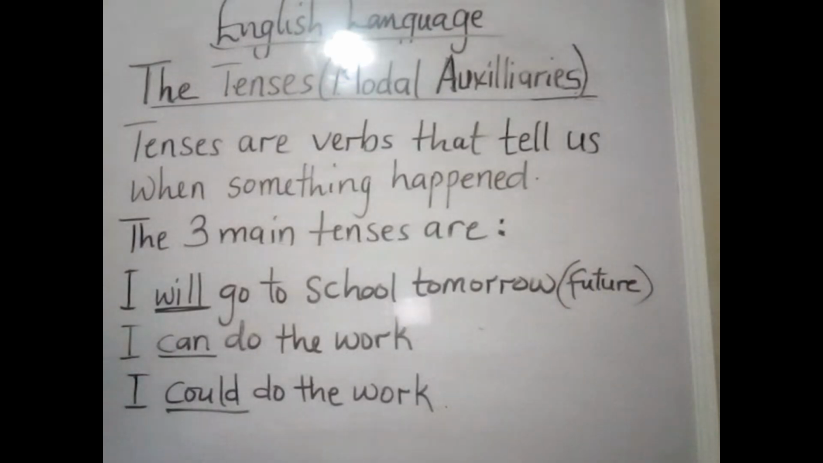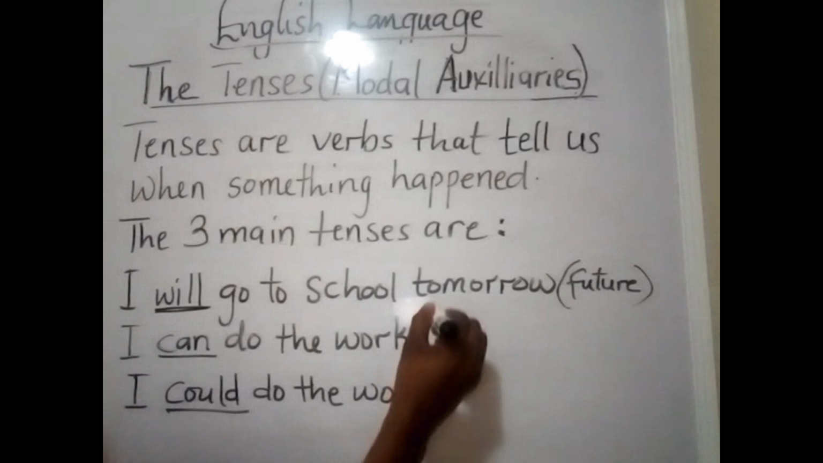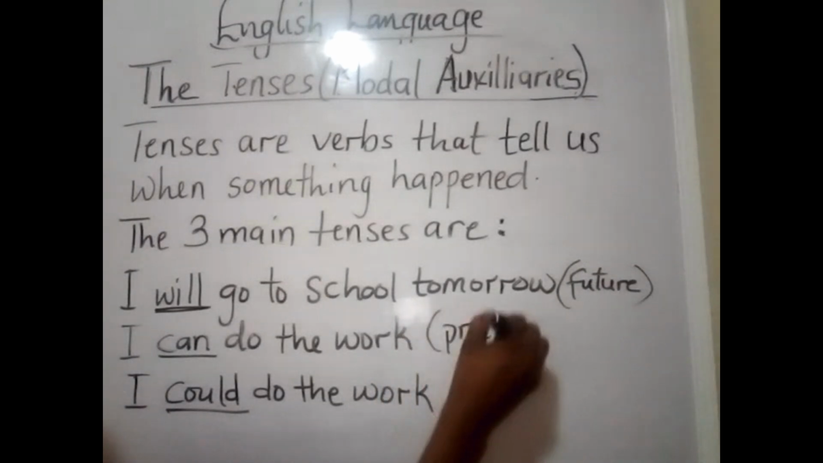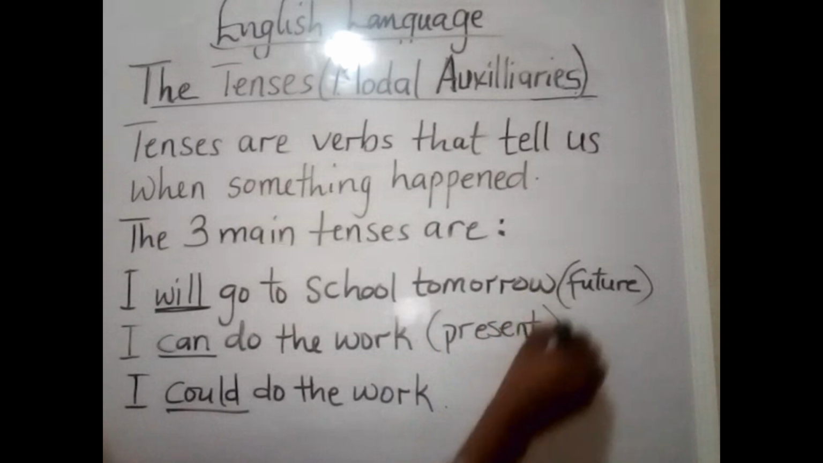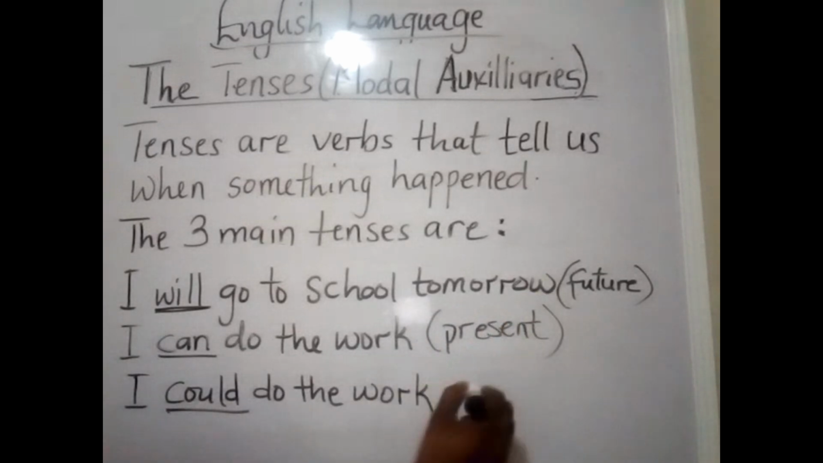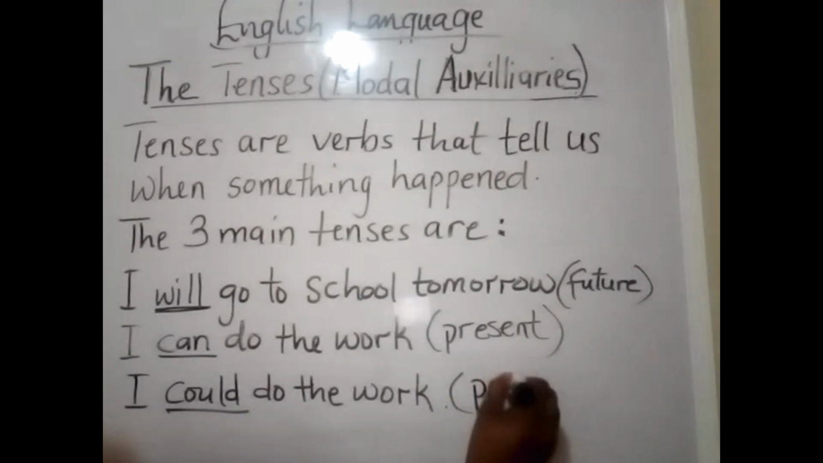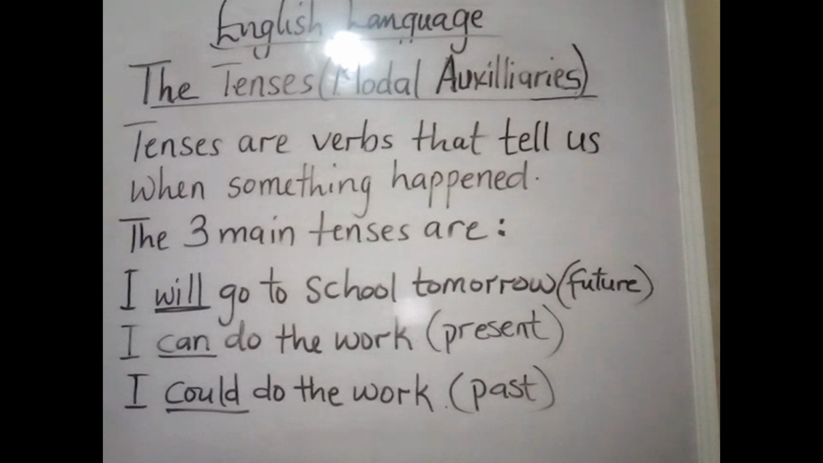The next one says, I can do the work. It shows ability, but at the same time it shows something that can be in the present. And the last one says, I could do the work. It refers to something in the past. I will go to school tomorrow. It hasn't happened, it will happen later. I can do the work indicates ability, but at the same time it shows something that can happen in the present. And then I could do the work. It shows something that happened in the past.